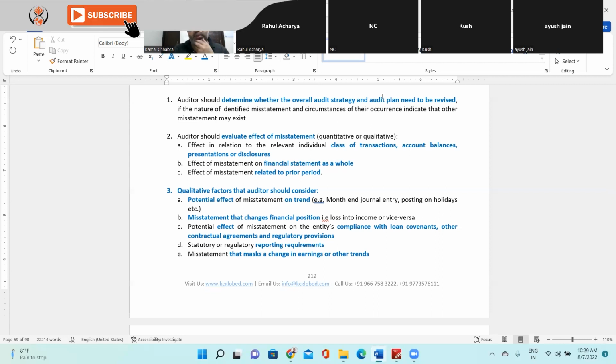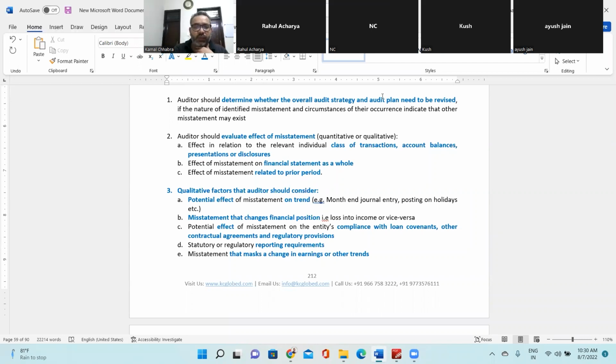Second is a misstatement that changes the financial position. There might be a possibility that management may make a journal entry which may change the overall financial position from loss to profit or profit to loss, right? Those kinds of misstatements you need to look at more rigorously, and more quantitatively or qualitatively, with more professional skepticism.